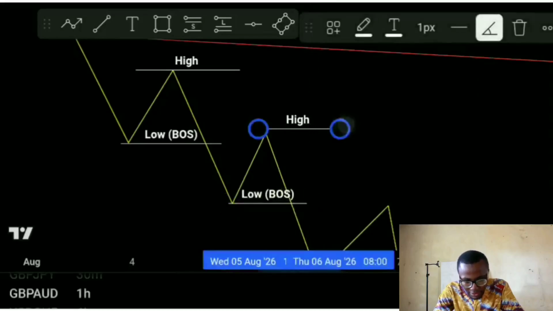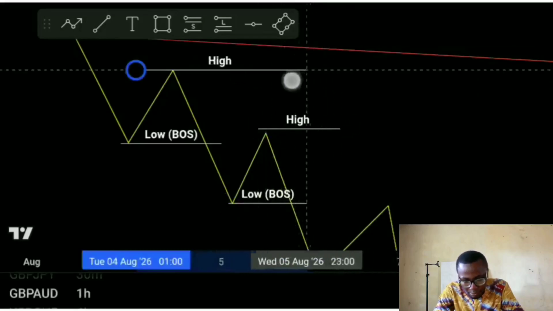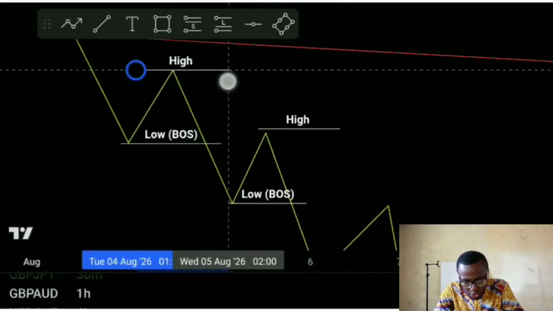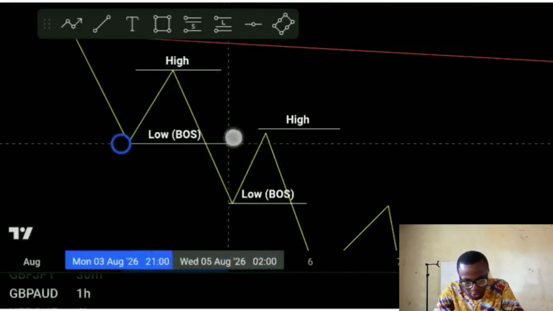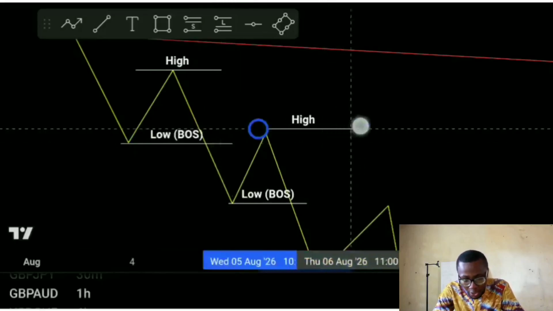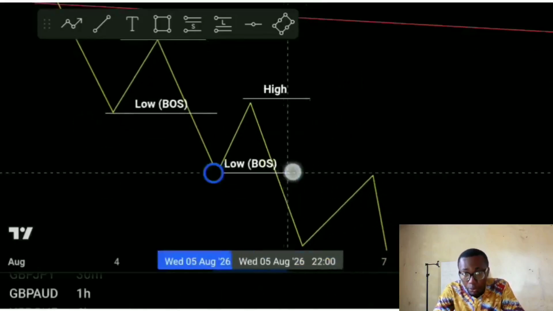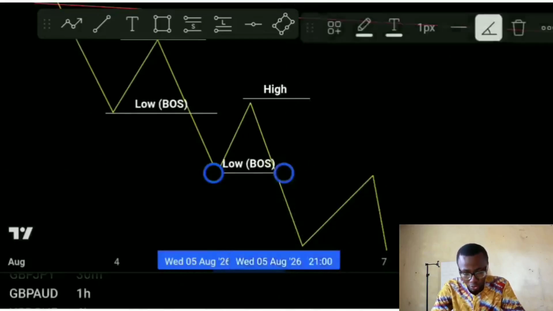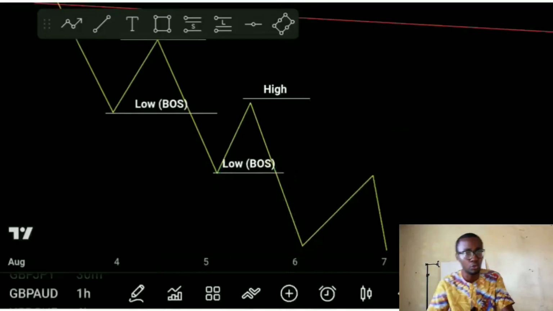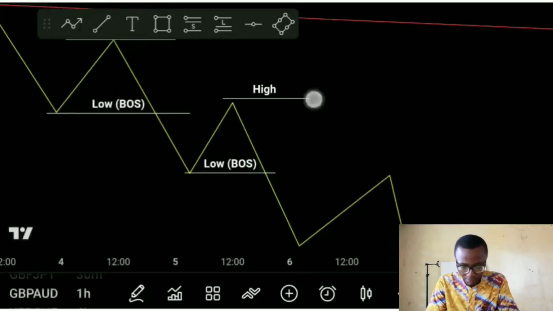Look at this high. There is no yellow line that broke this high, so it's just a high. But this low, the yellow line, which is the trade, broke it and went down. That means it's a break of structure. So whenever the low is broken by the candles or by the trade downward, it's called break of structure. That is in a downtrend.